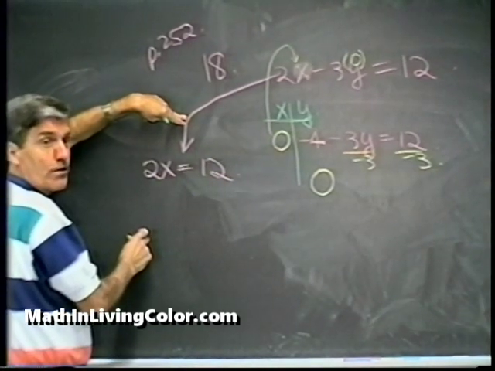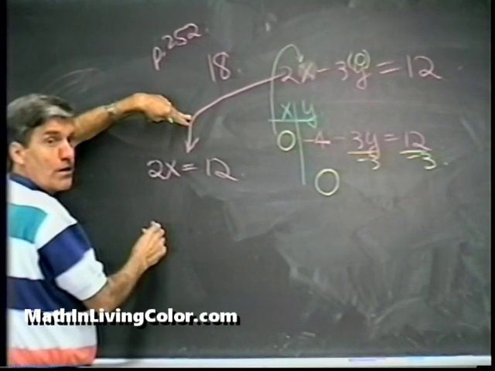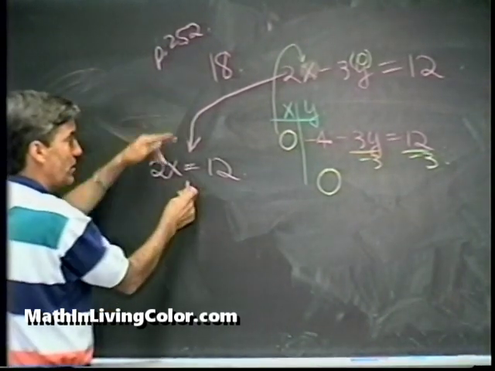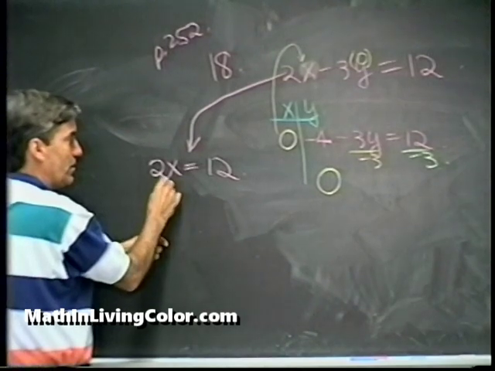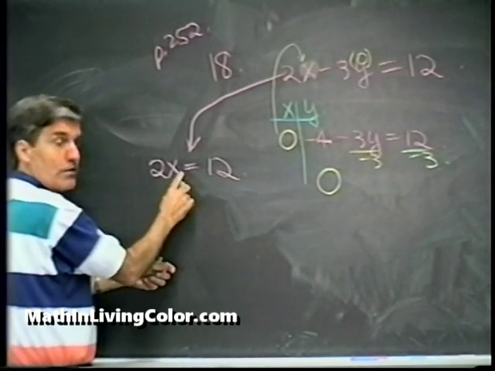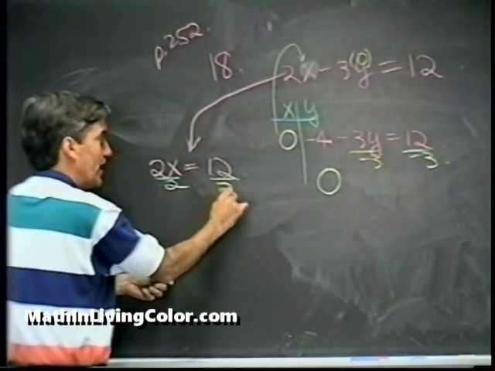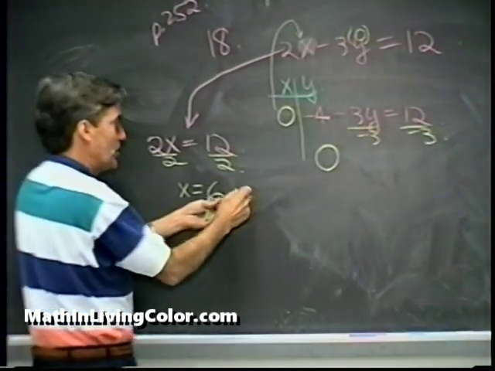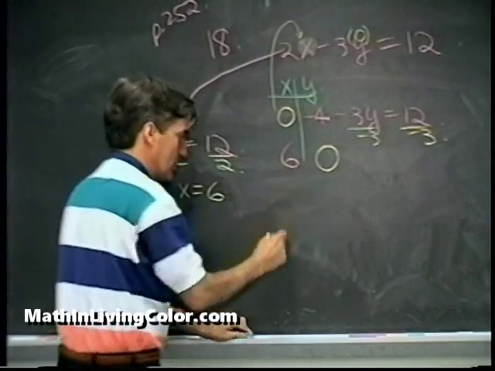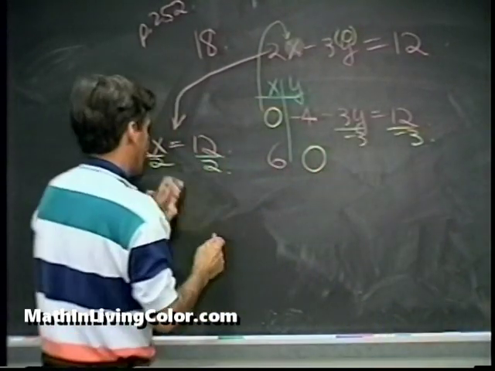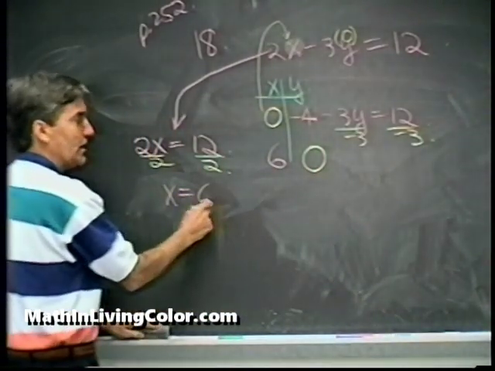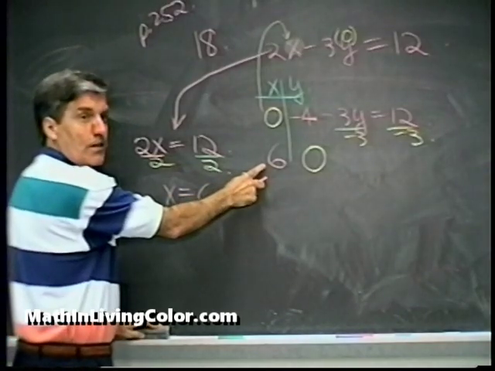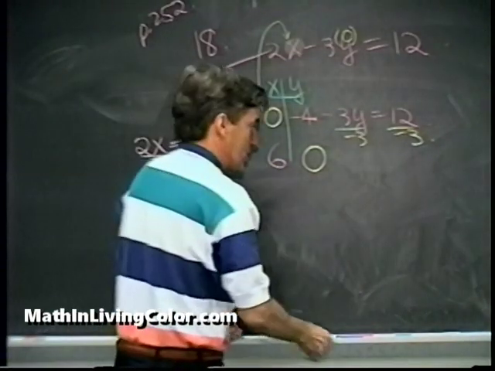And then what? You're going to have to divide by 2, aren't you? Divide by 2. So what would that give you? 6. X equals 6. Okay, so that's going to give you x equals 6. Now graph the 2 points.